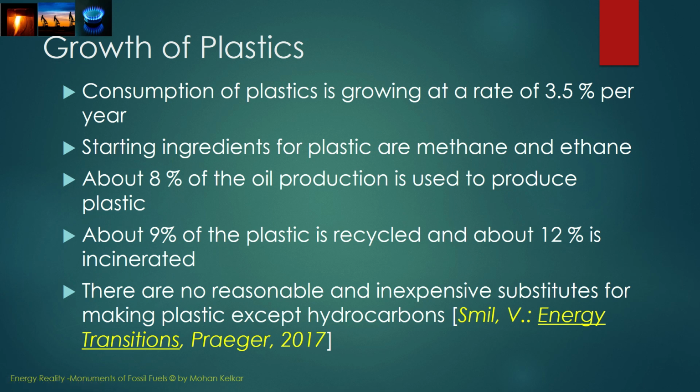Starting ingredients for plastic are mostly methane and ethane, and about 8% of the oil production today is used to produce plastic. About 9% is recycled, about 12% is incinerated, and the rest is returned to the earth. There are really no reasonable and inexpensive substitutes for making plastic except using hydrocarbons.